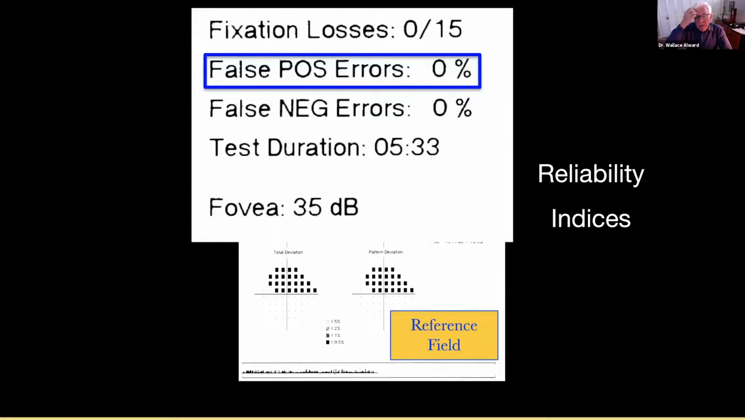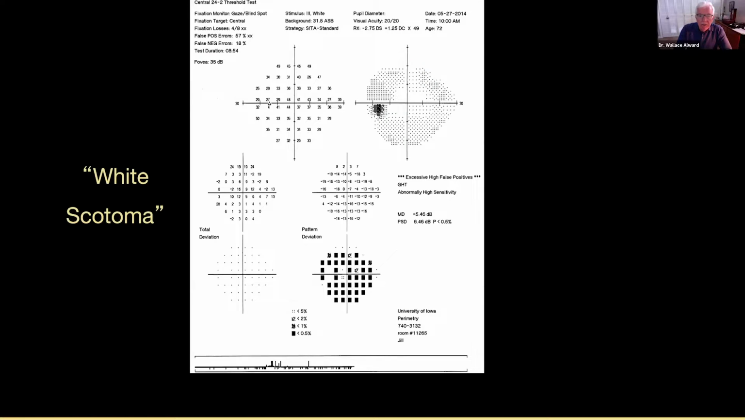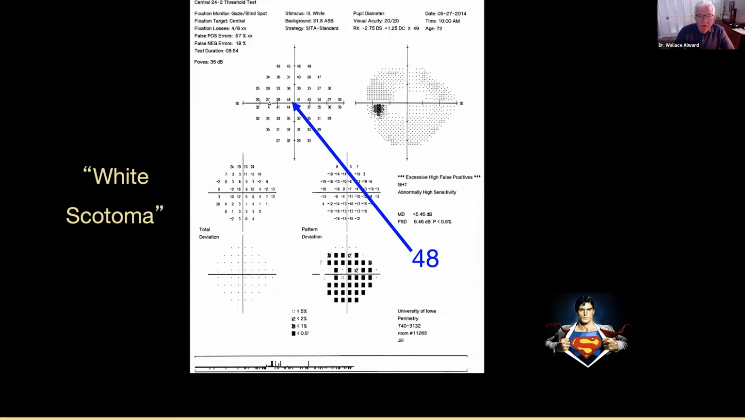So false positive errors is something that we see a lot of. And sometimes you'll see a field like this. Some of us call this the dreaded white scotoma, because there's an area here where the grayscale doesn't have any gray. It's just perfectly white. And there are numbers, 48 decibels, which are sort of Superman kind of numbers.